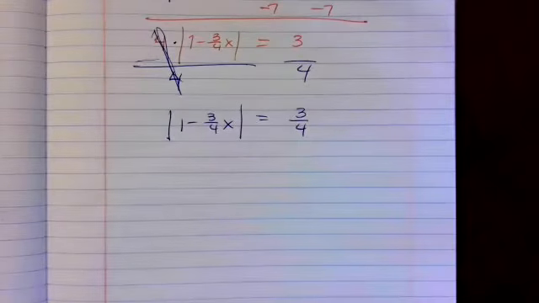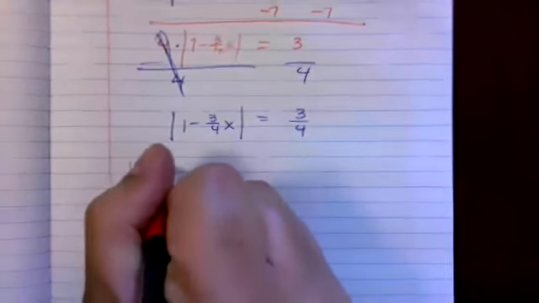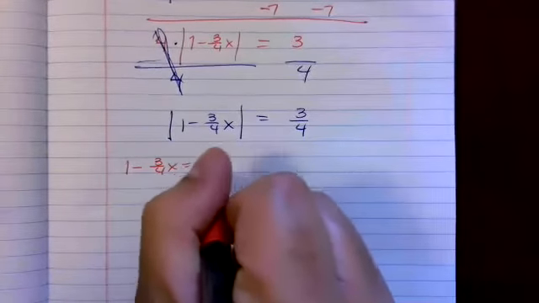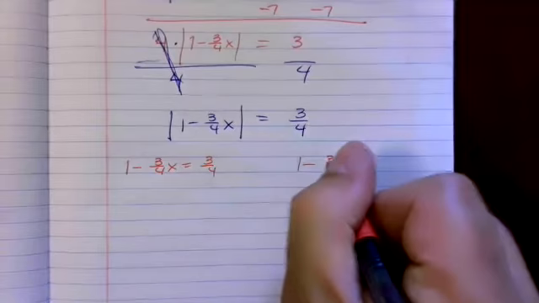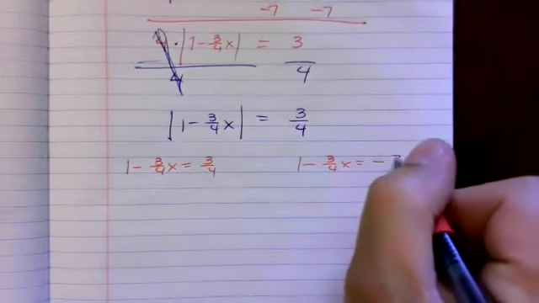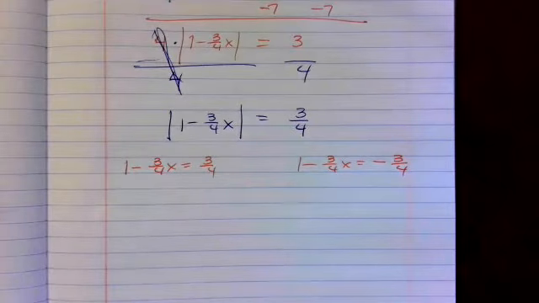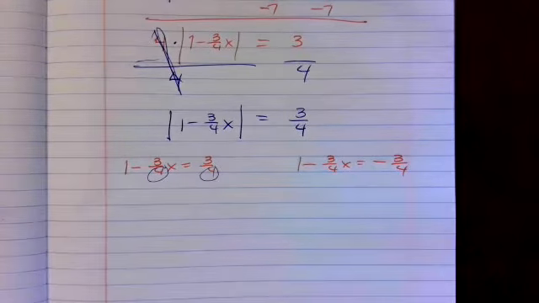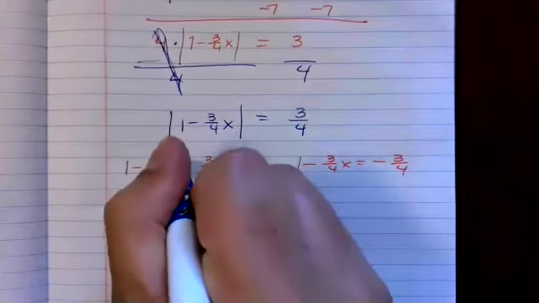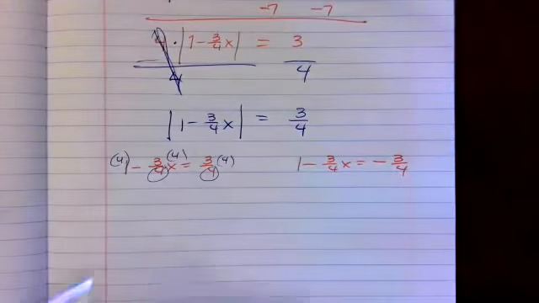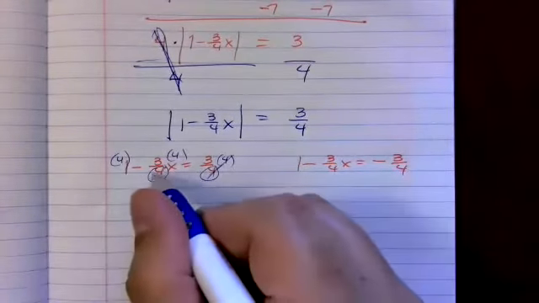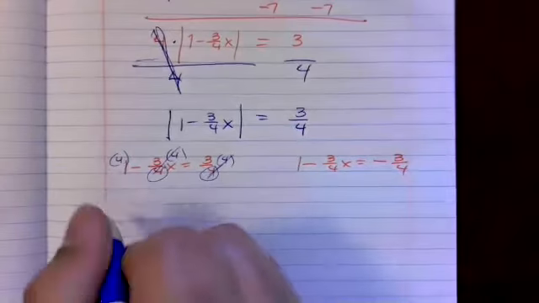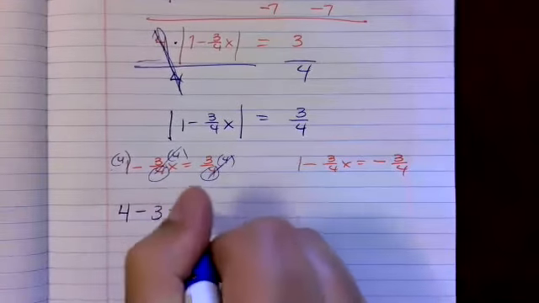My absolute value is by itself, so now I can create two equations. I'm going to write 1 minus 3/4 x is equal to 3/4, and 1 minus 3/4 x is equal to negative 3/4. I don't like fractions, nobody does, so we could get rid of these fractions by getting rid of these denominators. If I multiply everything by 4, then that would cancel out, and that would cancel out. So I have 4 times 1, which is 4, minus 3x is equal to 3.